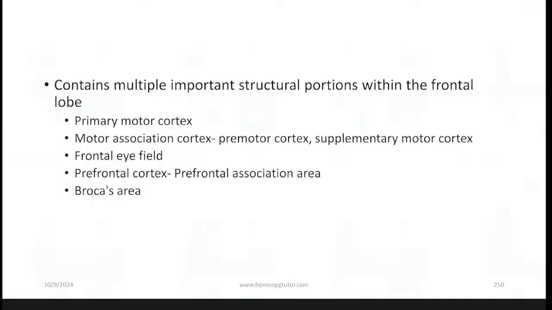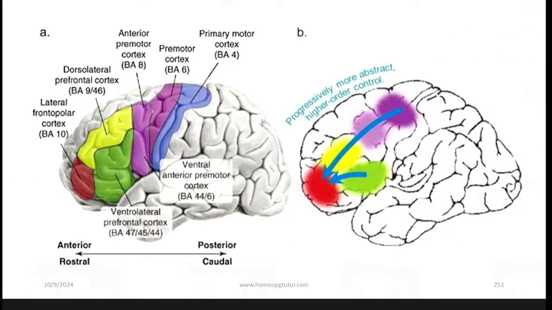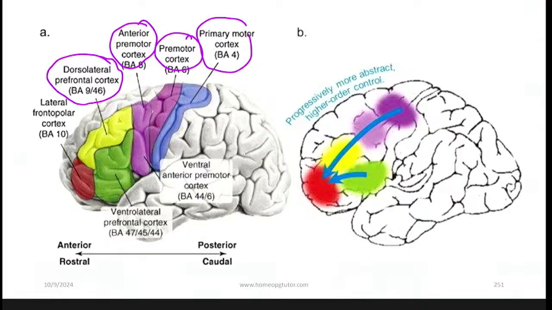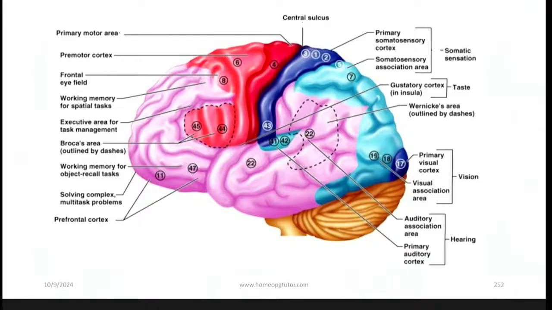Now, as I was telling about the functions of the frontal lobe, they have a primary motor cortex, but apart from that, they have a motor association cortex. You can see over here, we have a primary motor cortex, a premotor cortex, an anterior premotor cortex, a dorsolateral prefrontal cortex, as well as a lateral frontopolar cortex. Then we have a ventral anterior premotor cortex and a lateral prefrontal cortex. Basically there are many areas in the frontal lobe, and all these are very important.